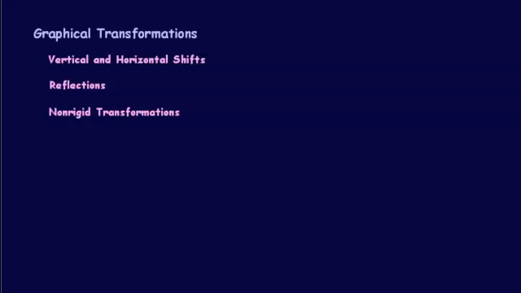Graphical transformations are what we're going to talk about today. We're going to talk about three different kinds: vertical and horizontal shifts, those will be my additive; reflections, where the shape will be the same on the X and the Y axis, and we're going to reflect it across the axis; and then non-rigid transformations, which are going to be our stretching and our shrinking.